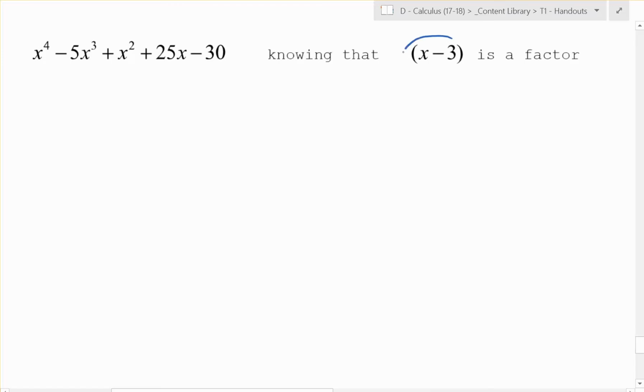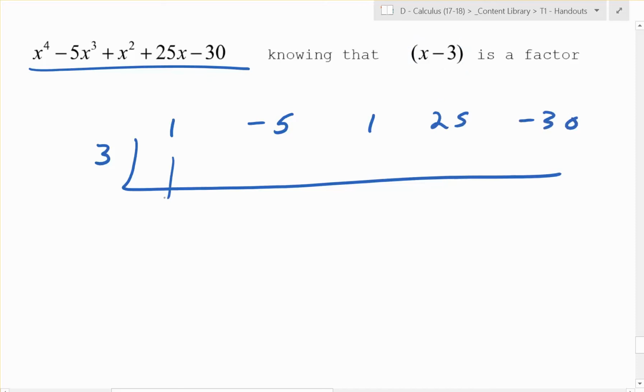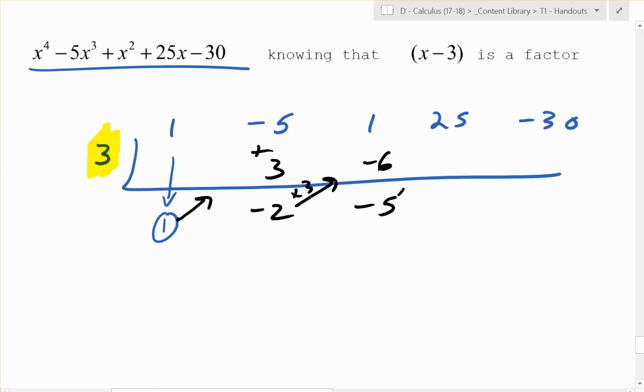So it's linear because the power is 1 here. And the way you start it is, what number makes that 0? 3 makes that 0. And then you make this. These are the coefficients from here. 1, -5, 1, 25, -30. So the first thing you do is you drop down the first term, and now you keep on repeatedly multiplying by 3. Times 3 is 3, add them, -2. Times 3 is -6, add them is -5.